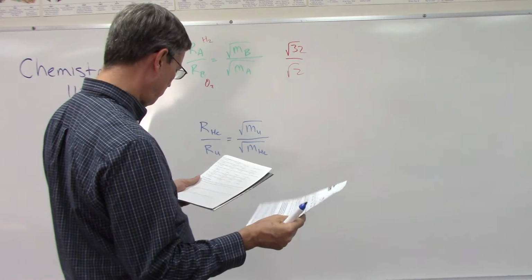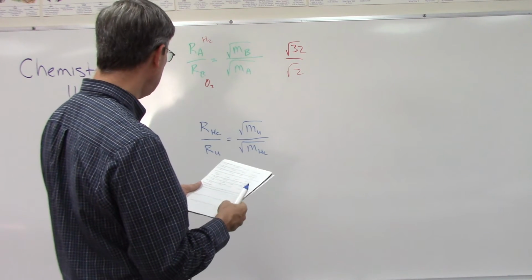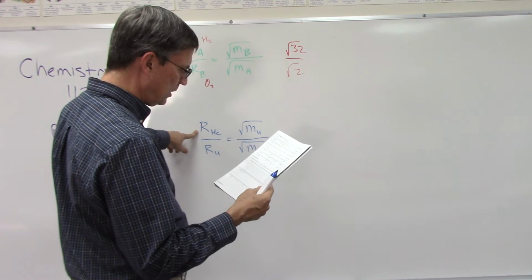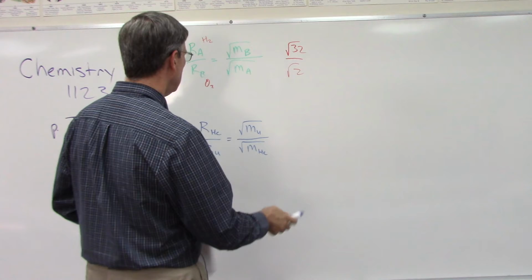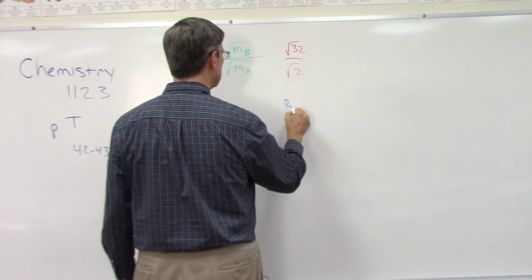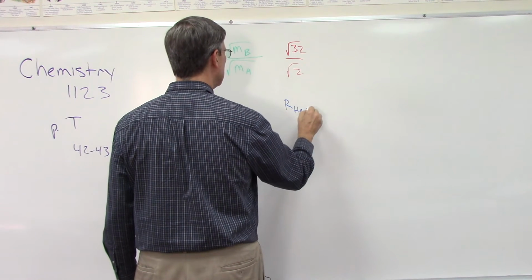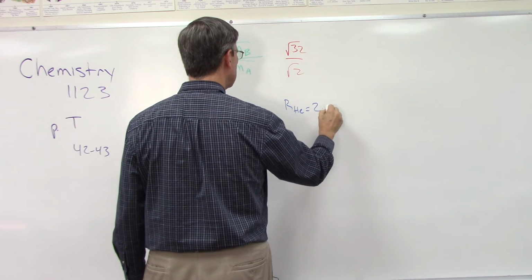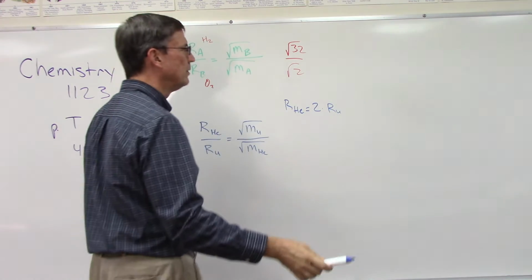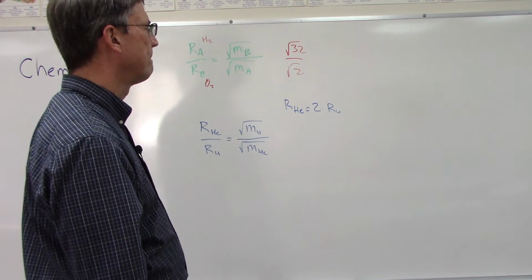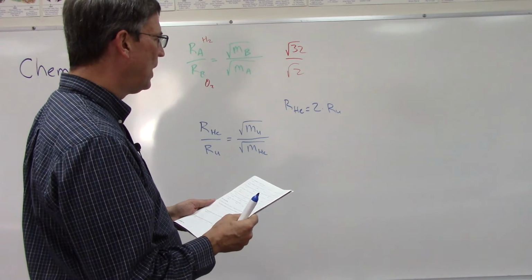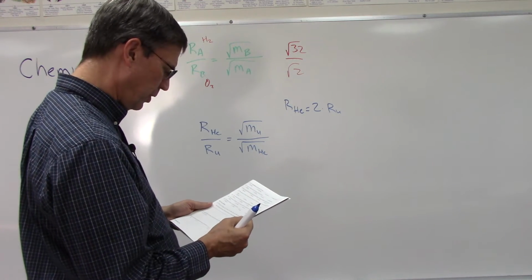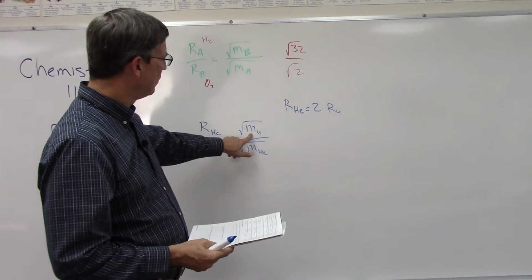What's another fact that they give us here? They say that the rate of helium is twice this rate. So we have another piece of information here. R_He equals 2 times the rate of the unknown. Okay? And what we're asked to solve for is what is the molar mass of the other gas.